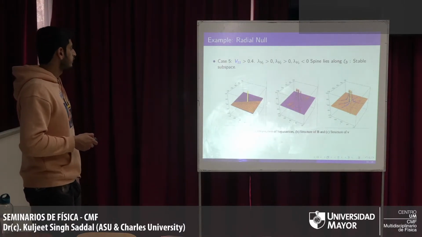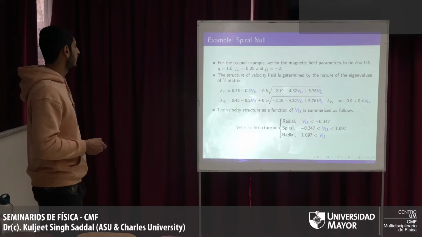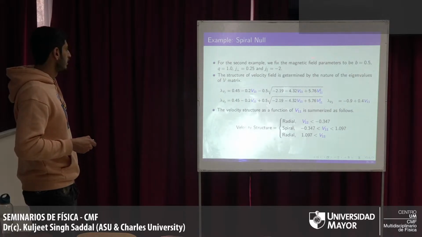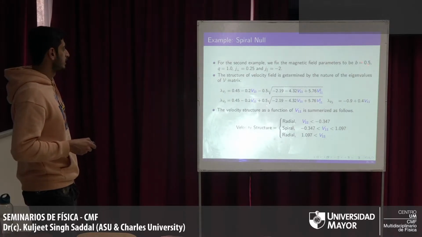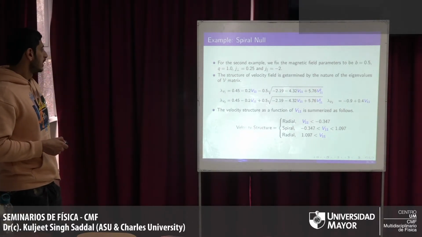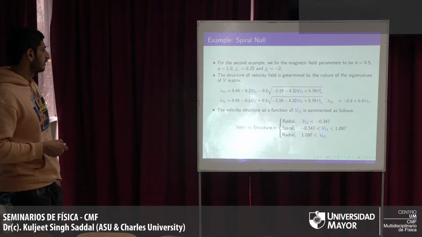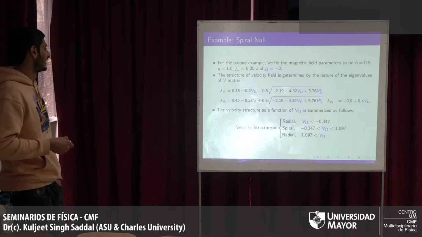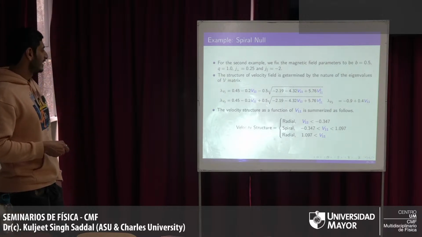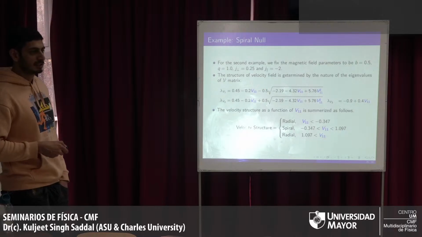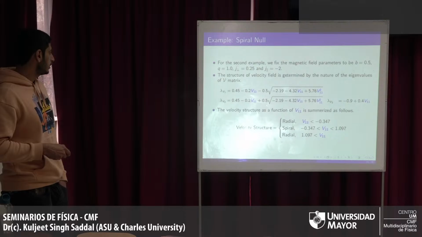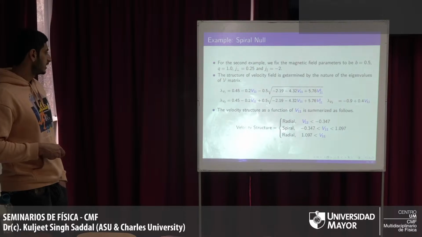Okay, so that was for the radial null. Let's briefly look at what happens for the spiral null. I will not plot things here. But we again fix the magnetic field parameters so that the magnetic field has complex eigenvalues. In this case, we can determine the structure of the velocity field. You again have a polynomial inside a square root, except in this case it goes negative for certain values of V11. So now the velocity structure can be summarized as follows.